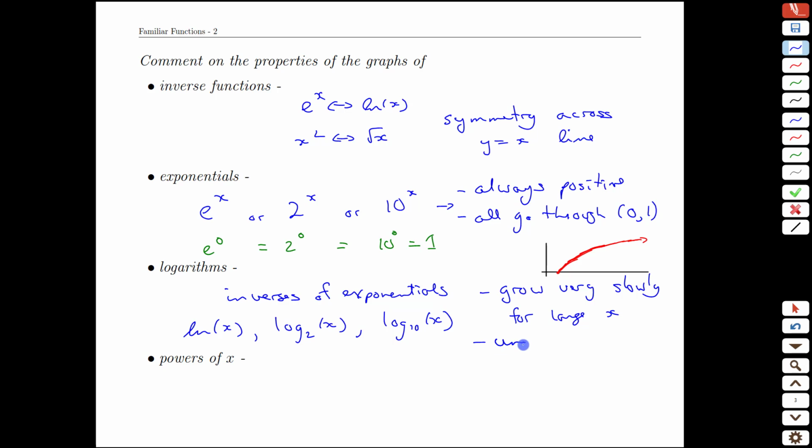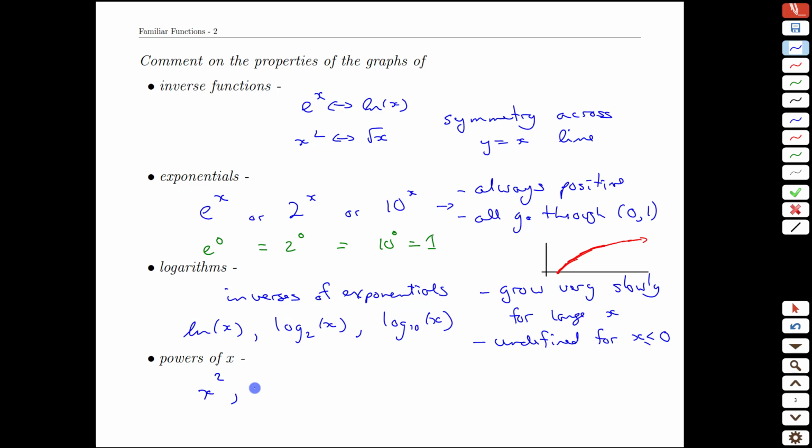These graphs are also undefined for x values that are less than 0. And that comes directly from the exponentials being always positive, meaning when we go the other way around, here y values are always positive, here we have to have x values always positive. And in fact, we can't even have it equal to 0 there. There's no log of a 0 value.